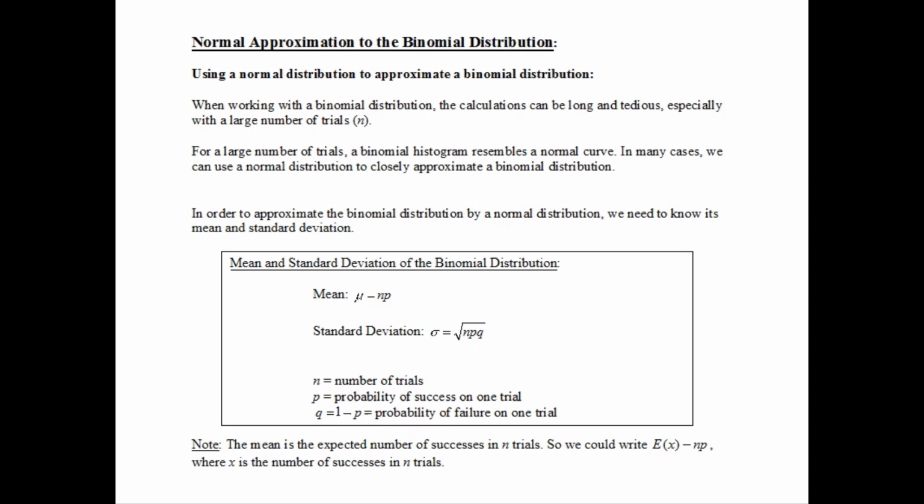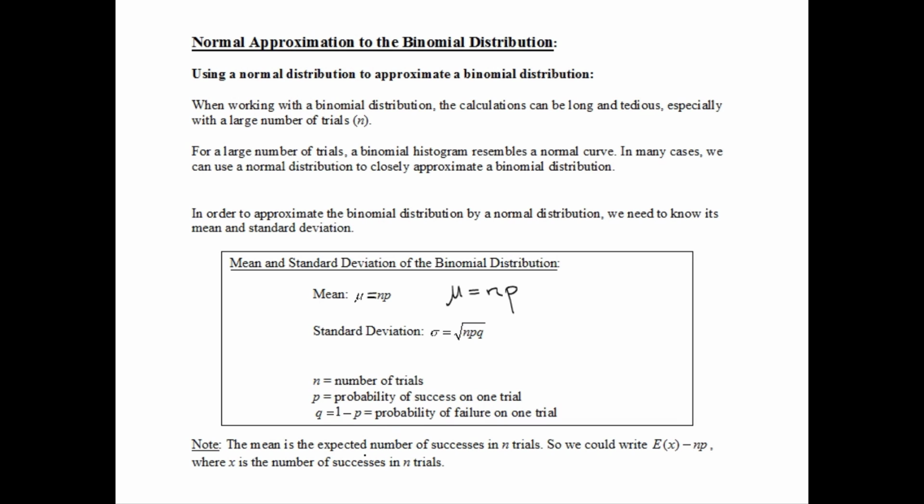In order to do this, we need to be able to look up z-scores in a table. Therefore, we need to know the mean and standard deviation so that we can calculate those z-scores. The mean of the binomial distribution is given by multiplying the number of trials times the probability of success. Mu equals NP. Our standard deviation is equal to the square root of NPQ. Remember, N is the number of trials, P is the probability of success, and Q is the probability of failure, and we can get that by subtracting P from 1.